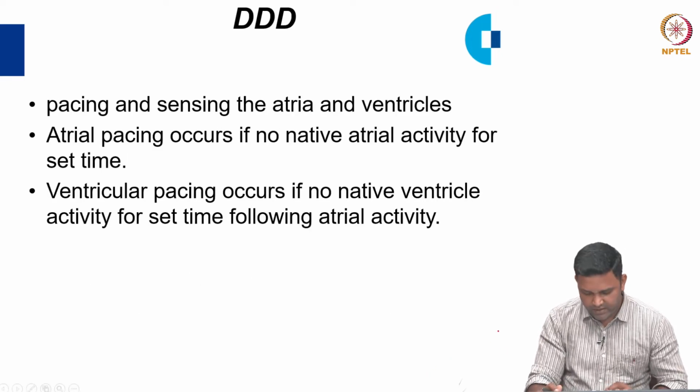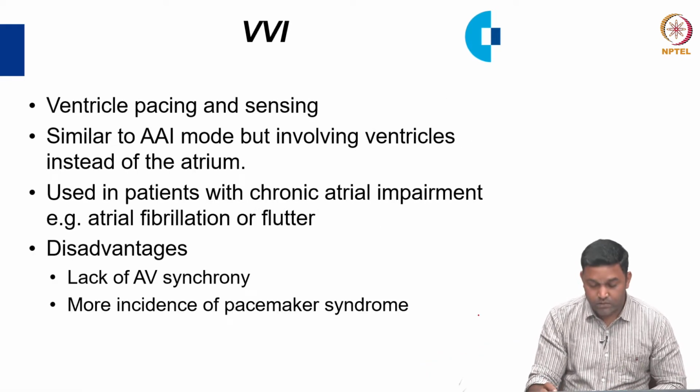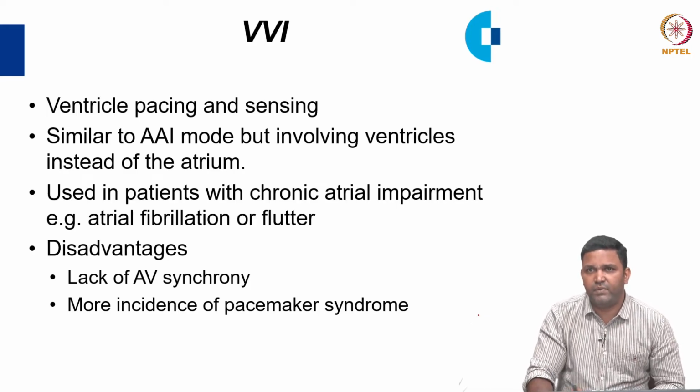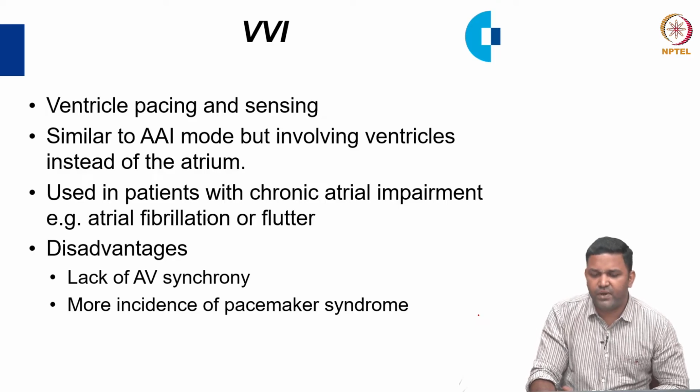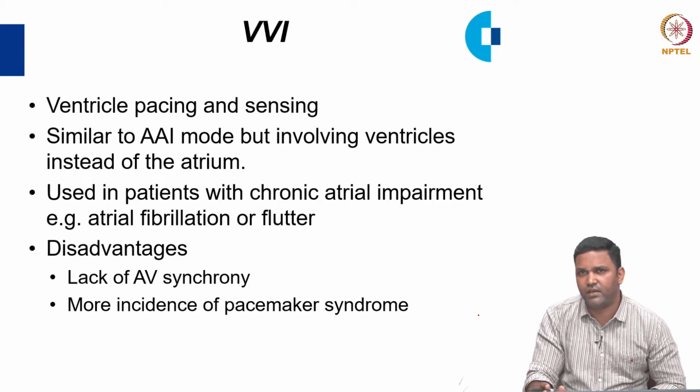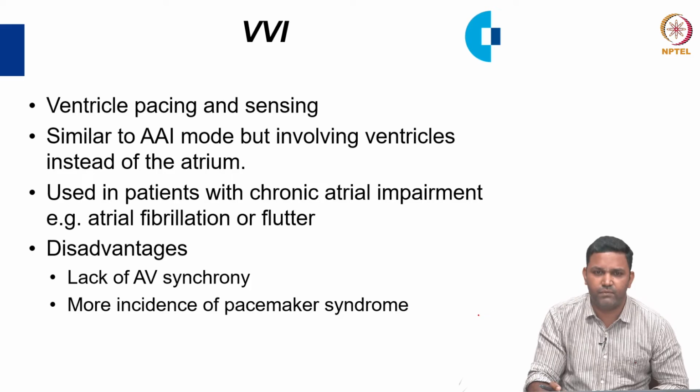The QRS will always be broad, more than 120 milliseconds, and that can be seen because we are pacing the right ventricle, so it will be seen as the LBBB morphology in the ECG. So it is used in patients with chronic atrial impairments, like in patients with atrial fibrillation or flutter with impaired AV conduction, and with low ventricular rates we put them on a VVI pacemaker.